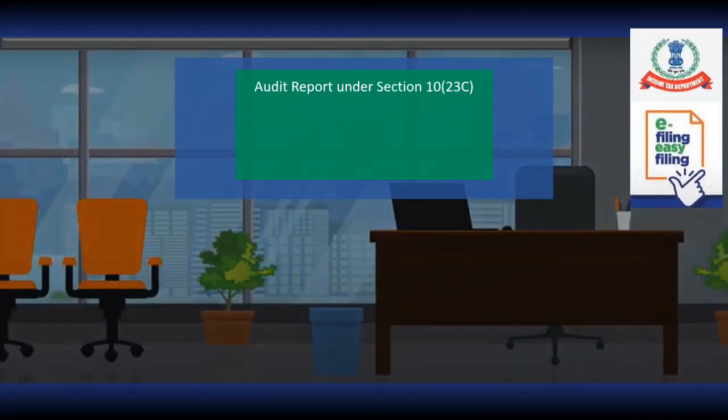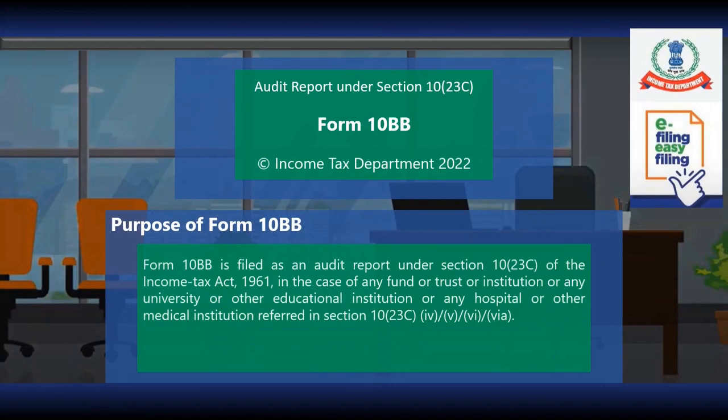This video is on Form 10BB, which is an audit report under Section 10(23C). Form 10BB is required to be filed as an audit report under Section 10(23C) in case of any fund or trust or institution or any university or other educational institution or any hospital or other medical institution referred to in Section 10(23C), Clause 4, 5, 6 or 6A.